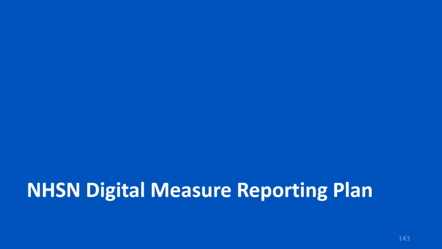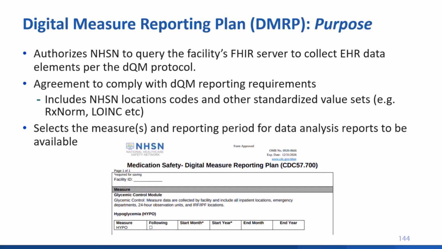So now let's dive into the NHSN Digital Quality Measure Reporting Plan. The Digital Measure Reporting Plan, also known as the DMRP, plays an important role in the collection and analysis of data for the NHSN digital quality measures. This is similar to existing monthly reporting plans, which a facility will complete a DMRP as a step in the process to begin reporting data for the NHSN digital quality measures.